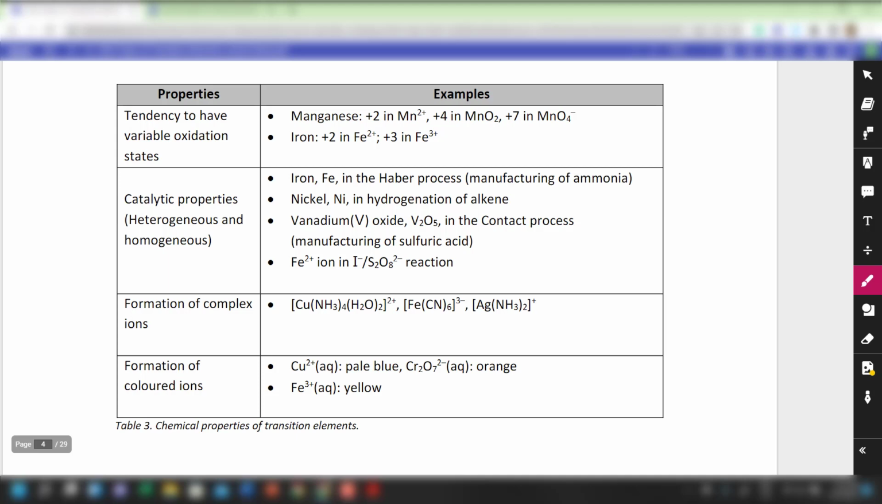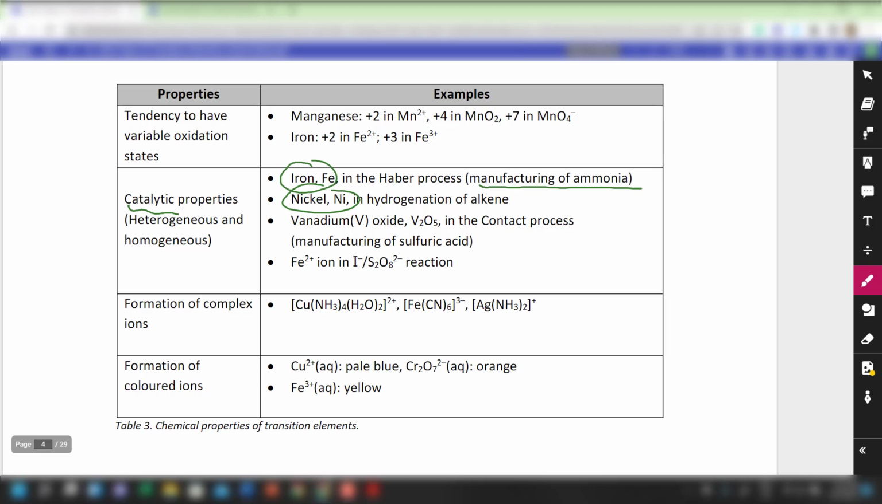You are also familiar with the catalytic property of transition elements. So what is the catalytic property we are talking about? For example, in secondary school, you learned about the Haber process, in the manufacturing of ammonia. You learned that iron can be used as a catalyst in the Haber process. You also learned about catalytic hydrogenation of alkenes when nickel is used.